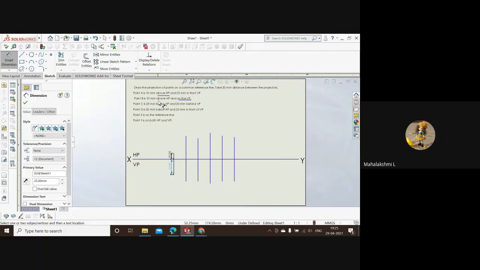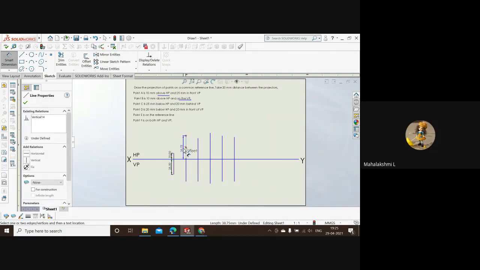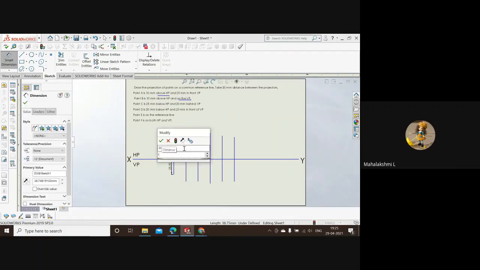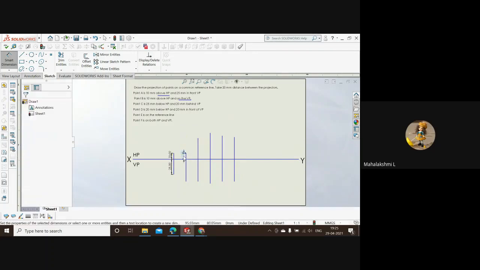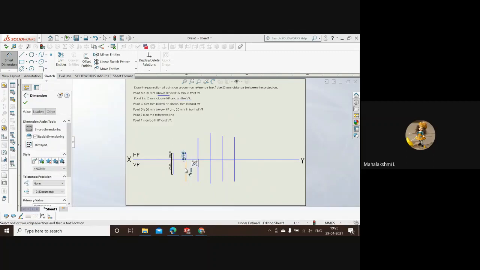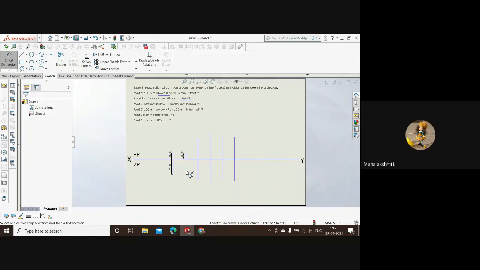Next, the point B is 10 mm above HP. Again, it's above the XY line, 10 mm above the XY line. And it is on the vertical plane. On the vertical plane means this line is actually not required because it will lie on the XY plane. I forgot to tell that, if it is on the vertical plane or on the horizontal plane, it means it will lie on the XY plane itself.